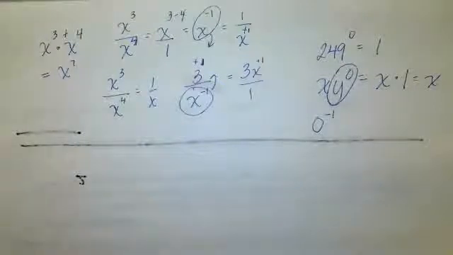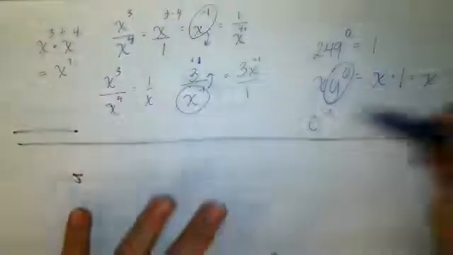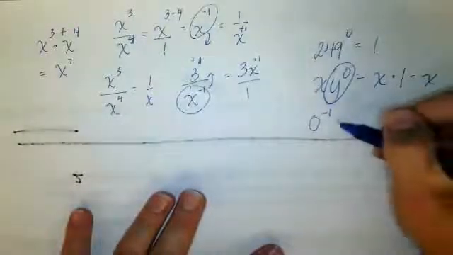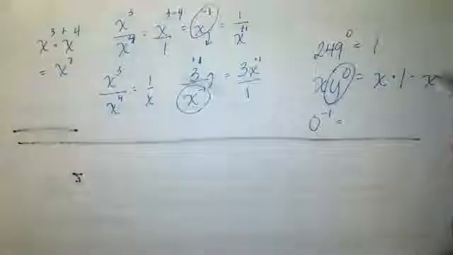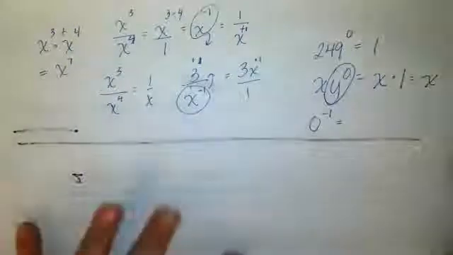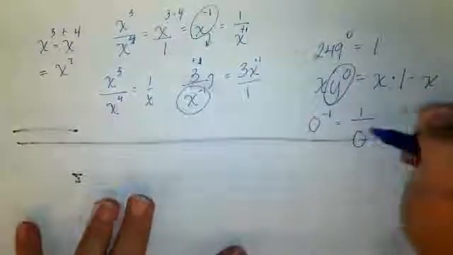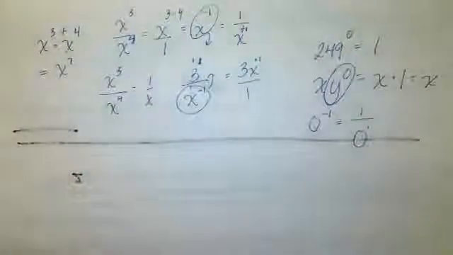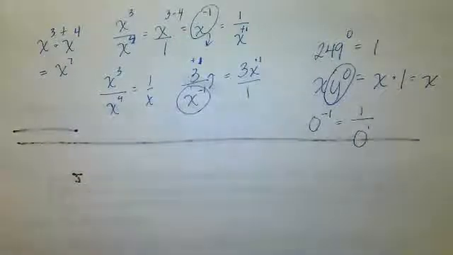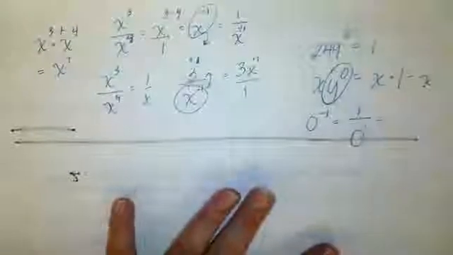Undefined. Very interesting. Very good. So 0 to the negative 1, again, you can think the same rule applies. He is unhappy where he is, so we move him to the denominator where now, yay, I'm a happy 0. But we say, can we divide by 0?